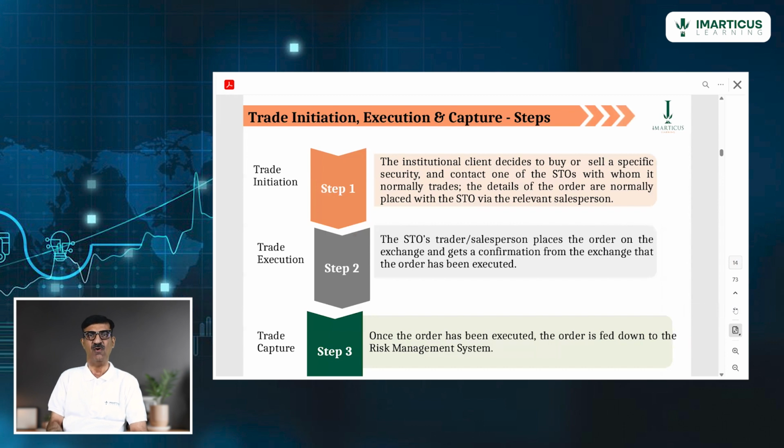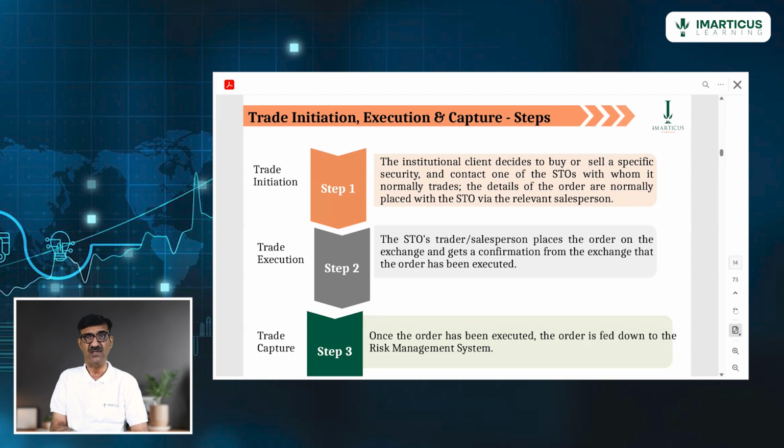So in front office, what happens? The client approaches the STO, securities trading officer, or you can say trader, or even sales staff. The client first discusses. Sales staff does not give him tips, as all that is not allowed as per regulators, but tells him about the company for trade. Then the order is executed.